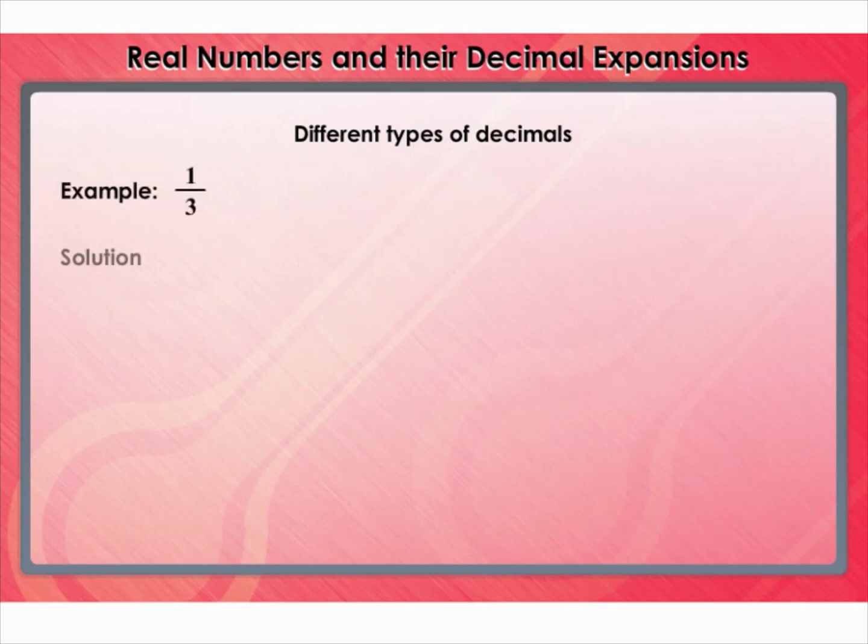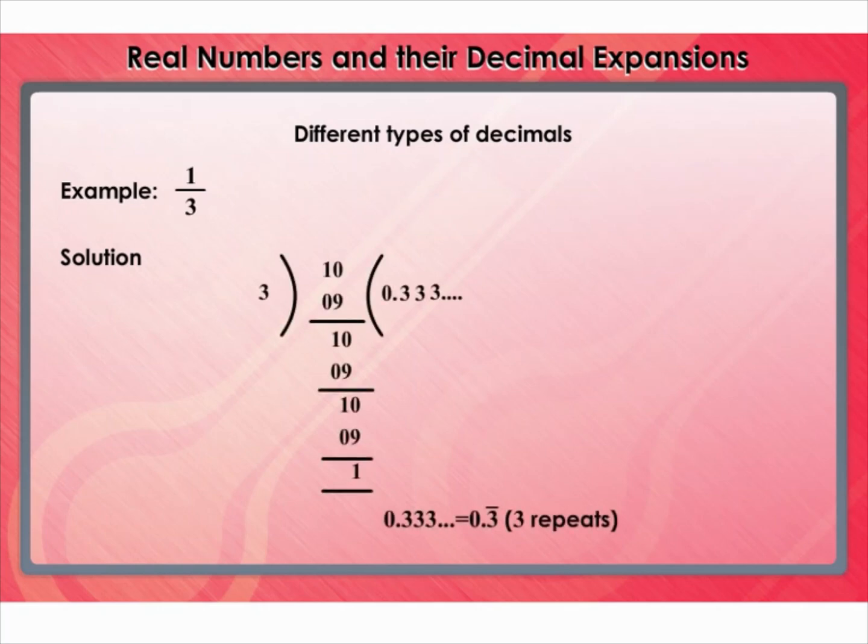Now let's divide 1 by 3. Since 1 is smaller than 3, we put a 0 after 1 and a point in the quotient. Now 3 times 3 is 9. 10 minus 9 is 1, so the remainder is 1. Again, we bring in 0, and 3 times 3 is 9. 10 minus 9 is 1. Again, the remainder is 1. So this division would go on like this.